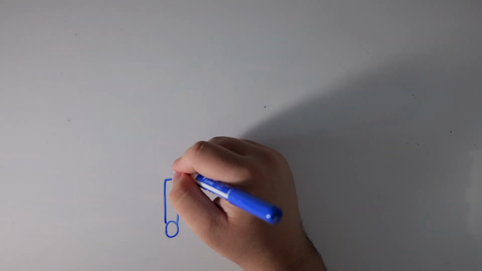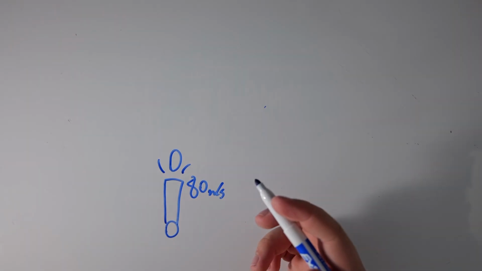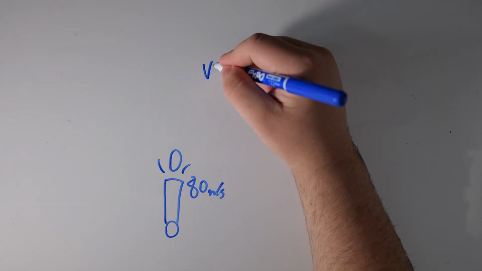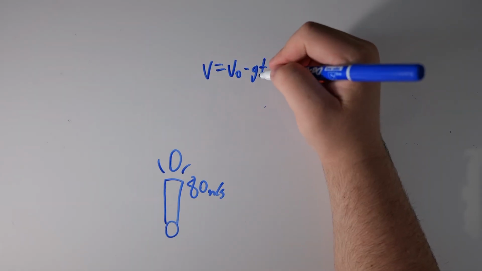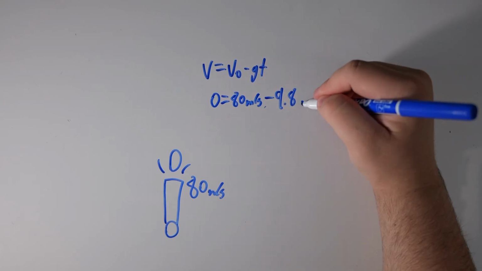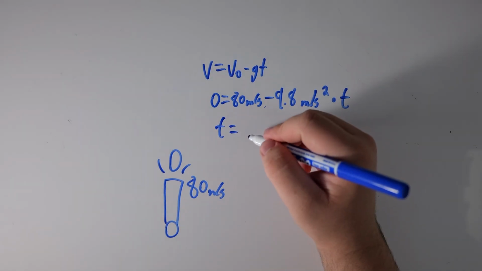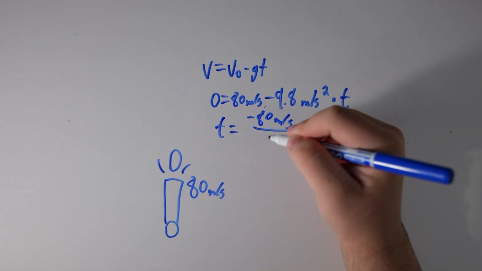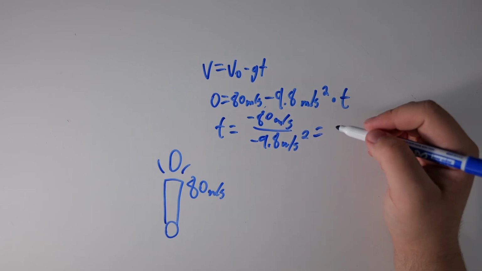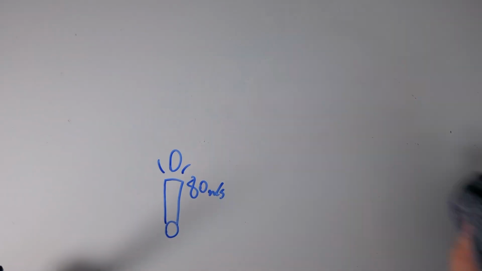Let's take a real-world example, a cannon. Let's say a cannon is pointed straight up at the sky and fires a cannonball at a velocity of 80 meters per second. If we want to find the time it takes to reach its maximum height, we would use this: v equals v0 minus g times t. So if we say that 0 equals 80 meters per second minus 9.8 meters per second squared times t, we can just solve for t, where we divide negative 80 meters per second by negative 9.8 meters per second squared, which would equal t, which we get 8.16 seconds.